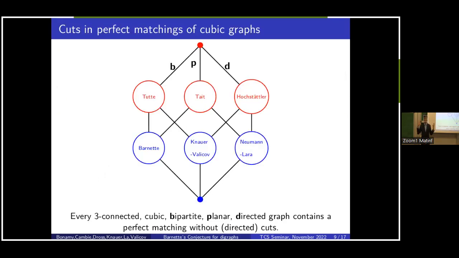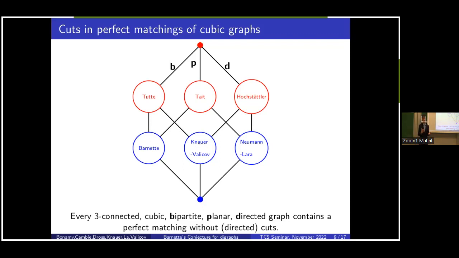And now we can bring everything together to get this diagram of a poset, a Boolean lattice of order 3, right? Where you have these 3 different conditions: bipartite, planar, and directed. And these say something about containing a perfect matching without cuts in your 3-connected cubic graphs. If you only have bipartite, that's Tait's conjecture. You have planar, then that's Tait's conjecture, and if you are directed, that's Hochstättler's conjecture. And all of these are false.